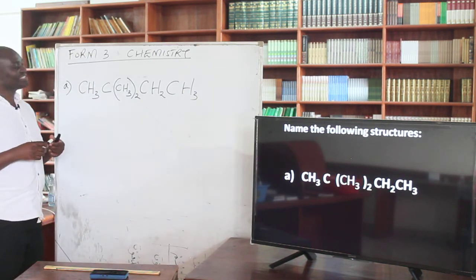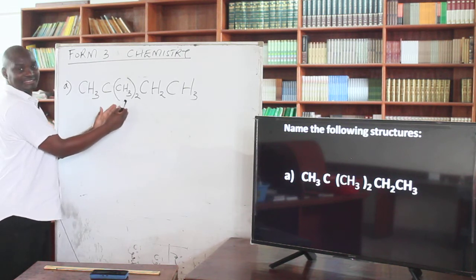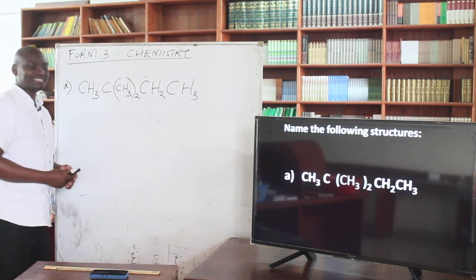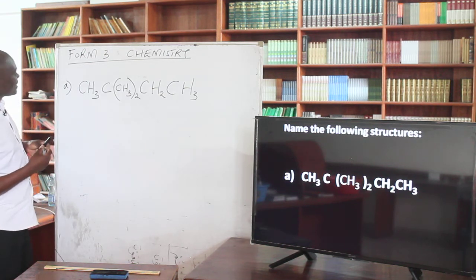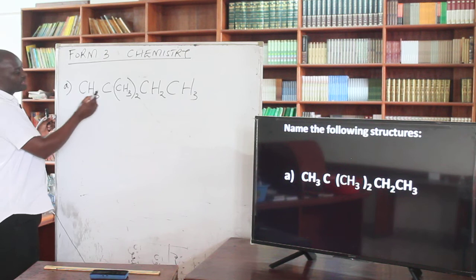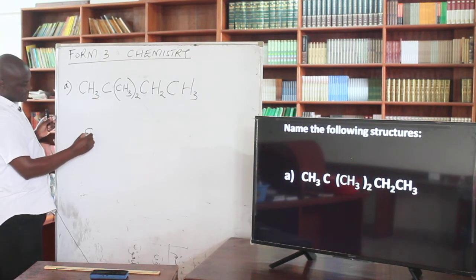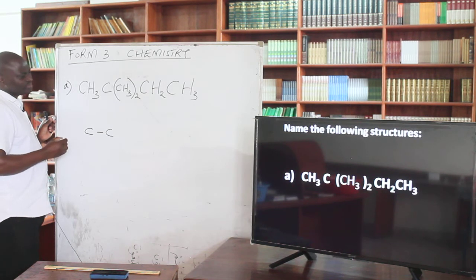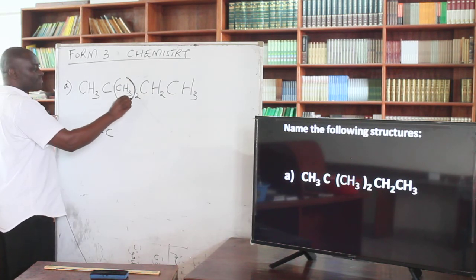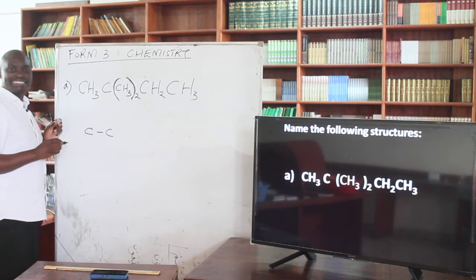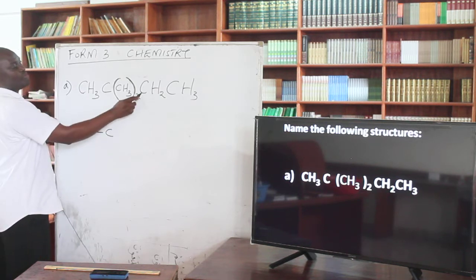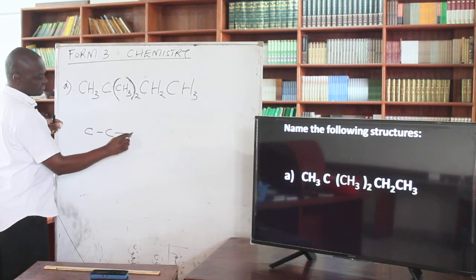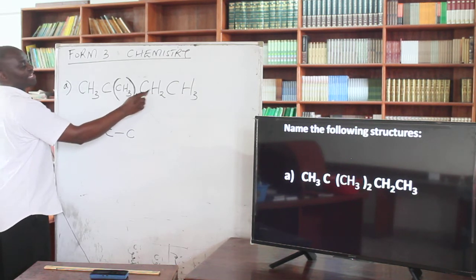Now, if you look at this structure, it is condensed. So the best way to name it is to draw an open structural formula. So let us open it up. We have carbon number 1, carbon 2, so we have 2 carbons, C, then another C. Then this bracket indicates that these 2 CH3 are branches. So we move to this carbon, then this one.